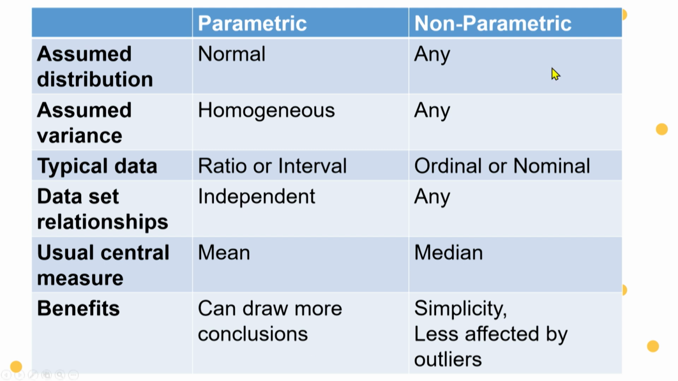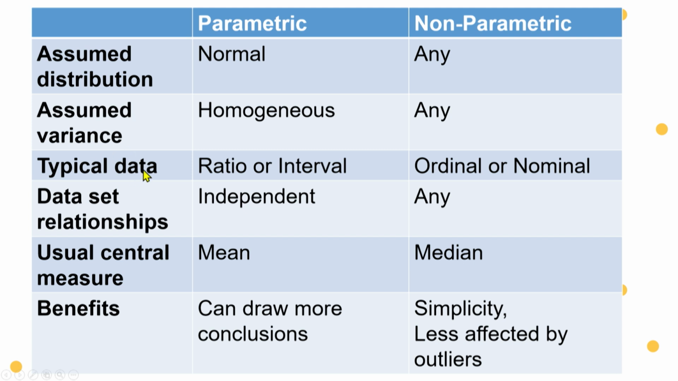The first thing you can see here is the assumed distribution. In the case of parametric, we should have the assumption that it is normal, but in the case of non-parametric, we do not have such an assumption. It can follow any kind of distribution. The second thing is assumed variance. It should be homogeneous, meaning the variance should be equal or the same, but nothing is required in the non-parametric.